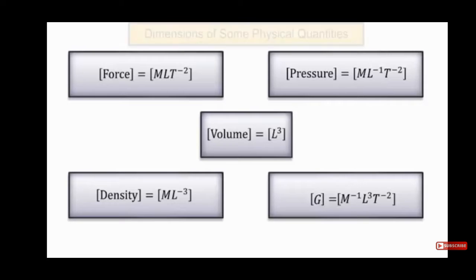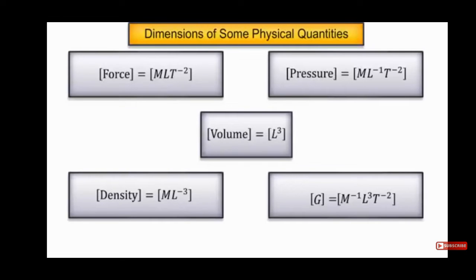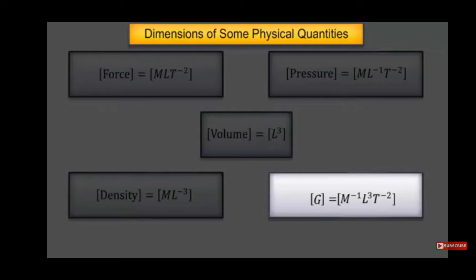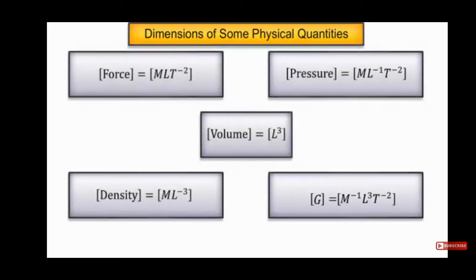We learnt earlier about the dimensions of some physical quantities. The dimensions of a physical quantity are the powers or the exponents to which the base quantities are raised to represent that quantity. An expression for a physical quantity in terms of its base quantities is called the dimensional formula. An equation which equates the quantity with its dimensional formula is called the dimensional equation.